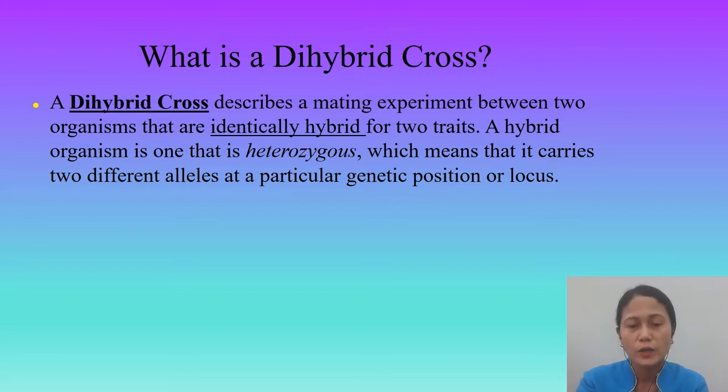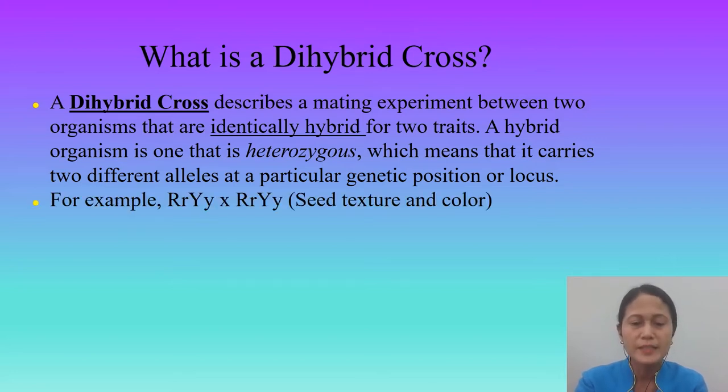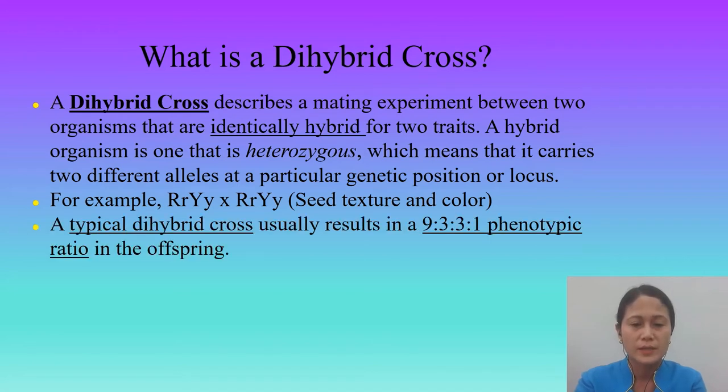genetic position or locus. For example, you have heterozygous for round yellow seed. Round is a seed texture and yellow is the color of the seed. So you can see that you have one big R and one small R, one big Y and one small Y. So they are both heterozygous for two traits. A typical dihybrid cross usually results in a 9:3:3:1 phenotypic ratio of the offspring.